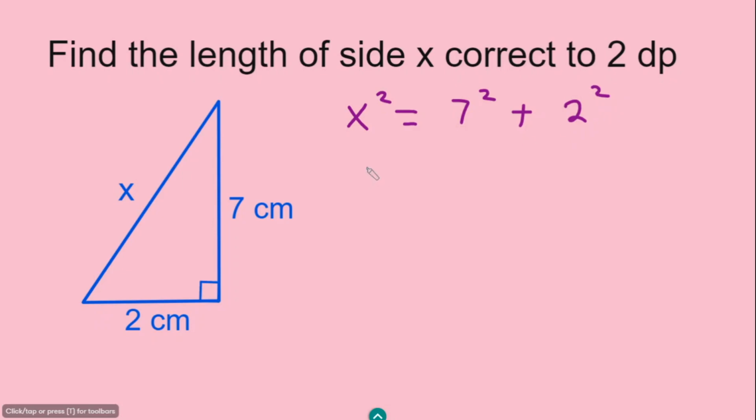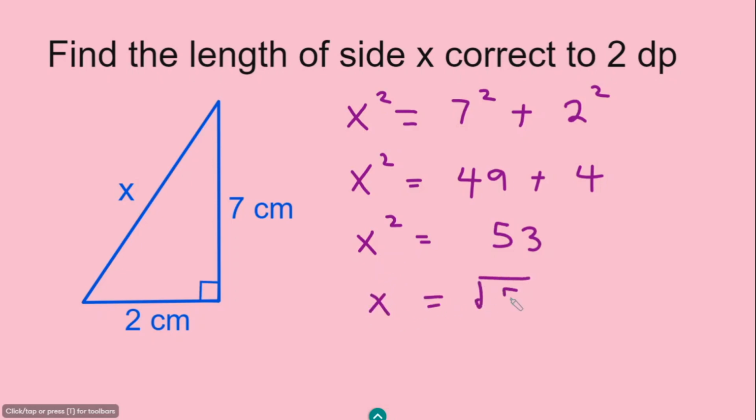So let's simplify this further. So we have x squared is going to be equal to 7 squared, going to be 49, add 2 squared, that's going to be 4. So we simplify further. So we have x squared here is going to be the sum of these two numbers, 49 and 4. That's going to give us 53. And now to find the answer for x, that is the length of side x, we'll do the square root of 53. And the square root of 53 correct to 2 decimal places, that's going to be 7.28 centimeters. So the side here is 7.28 centimeters.